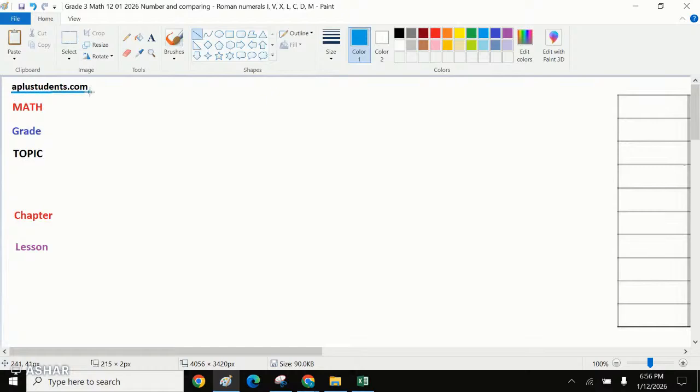The first thing you need to do is go to aplusstudents.com. Once you have logged into the website, select math as your subject. This is a grade 3 lesson, and the topic for today is numbers and comparing.